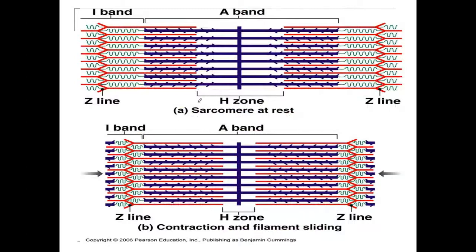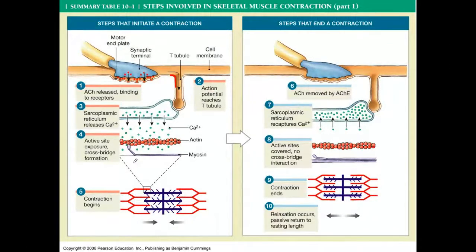And when it does, you can see on the top, here's the sarcomere at rest. If you look at that H zone, that gap is open, but down here, you could look at the H zone, it's much smaller in relationship to above. The contraction took place because all of these myosin heads made contact with actin. Myosin is the thicker one, it's the purple with all these little extensions coming off of it, and actin is the thin red one.